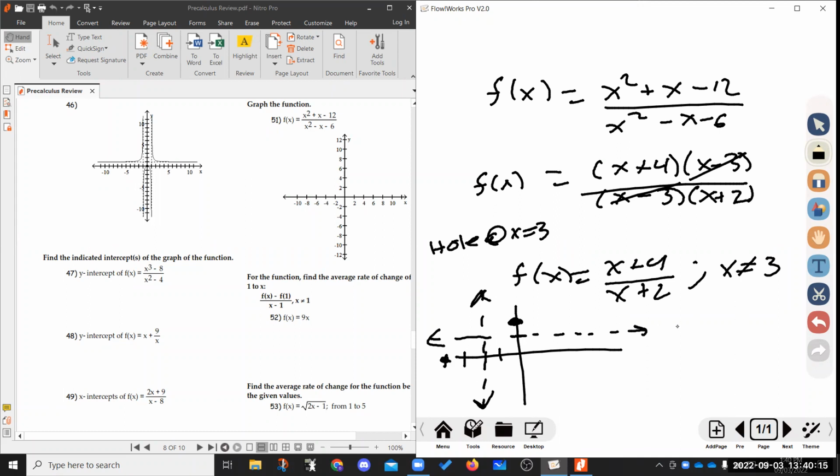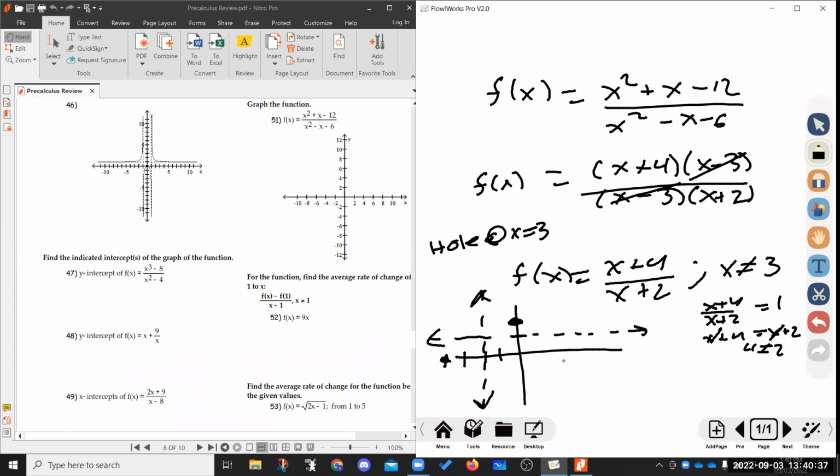I don't think that it's ever going to cross. No, it will never cross this horizontal asymptote, but let me prove that to you. I'm going to set it equal, and then we're going to cross multiply. We're going to prove that 4 is never equal to 2. There's no x values that make that true, so it's never going to cross.